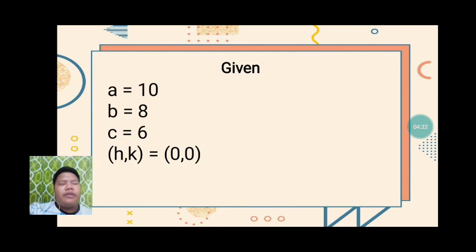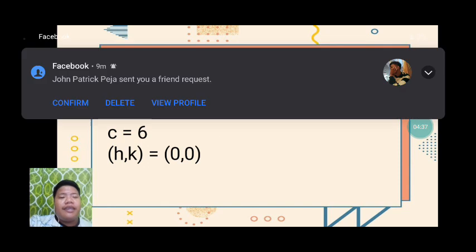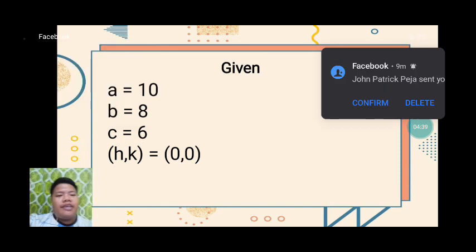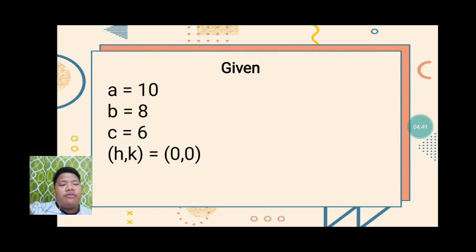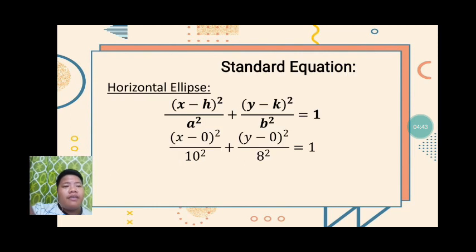Next slide, we will just enumerate the given values of A, B, C, and our center, H, K. A is equal to 10, B is equal to 8, C is equal to 6, and our center, H, K, is equal to 0, 0. Next is our standard equation. So this is a type of horizontal ellipse.